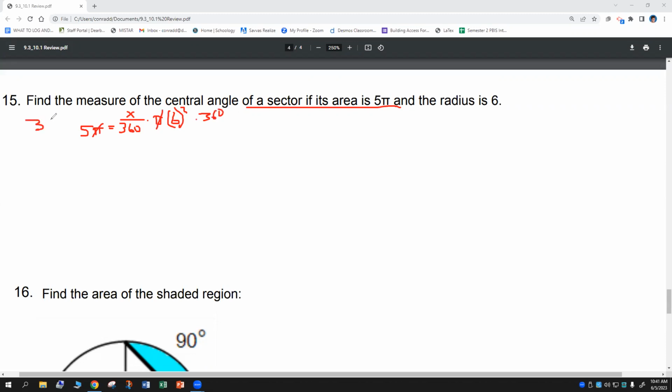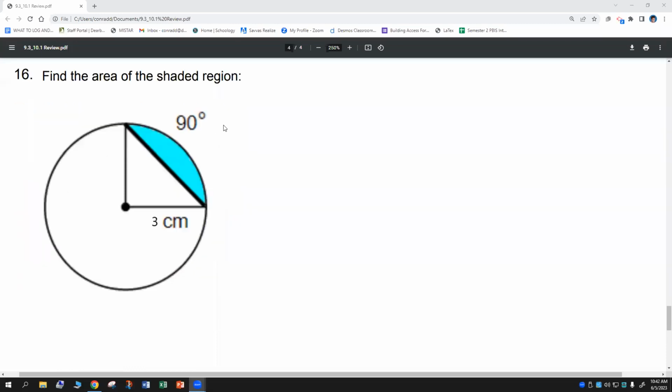It's going to give me 1,800 equals 36x. And again, we're getting 36 because 6 times 6 gives us 36. 6 squared is 36. And then I could divide both sides by 36. And I got 50 degrees for my answer. Measure of the central angle is 50 degrees. All right, we got a couple more here, 2 more.